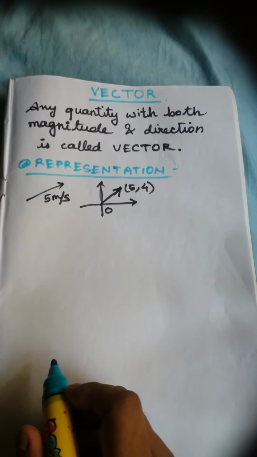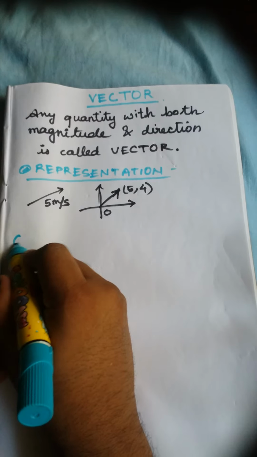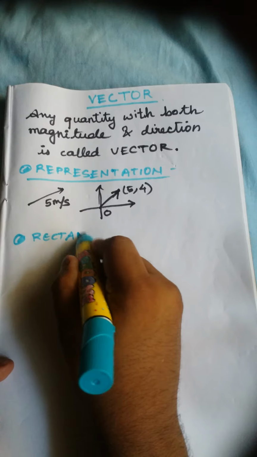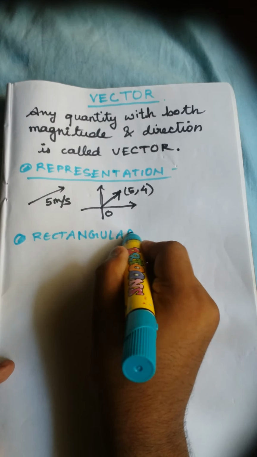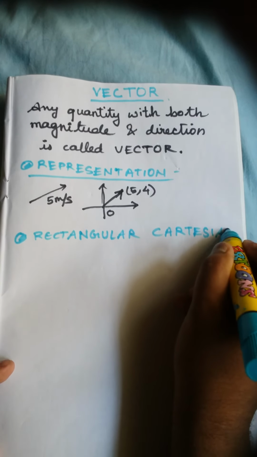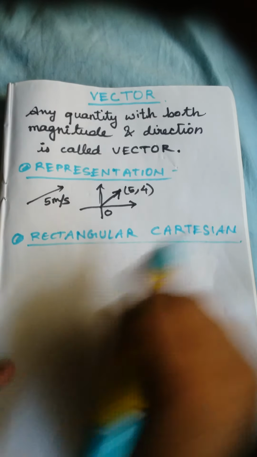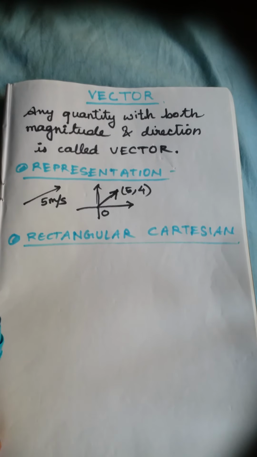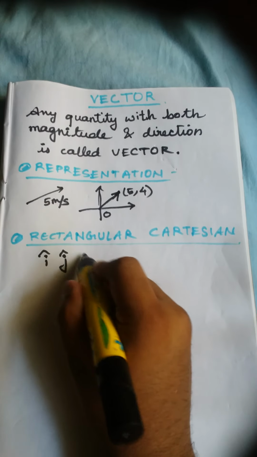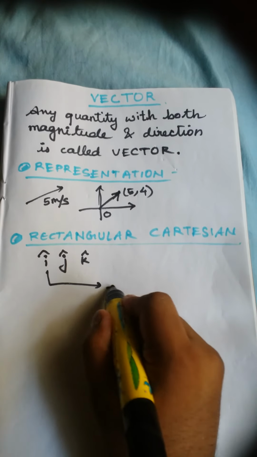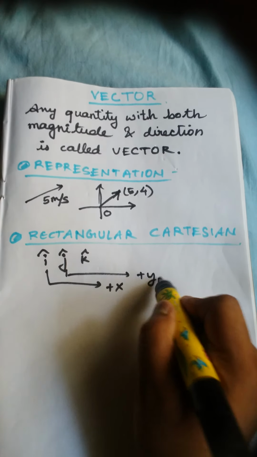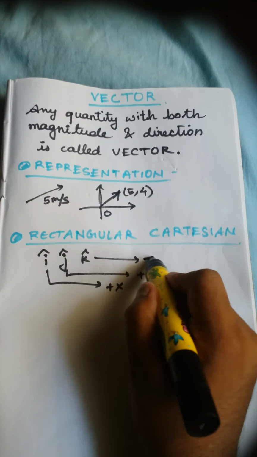So in Cartesian coordinate system, rectangular Cartesian system, we have 3 unit vectors: i cap, j cap and k cap. i cap points towards the positive x direction, j cap points towards the positive y direction, and k cap points towards the positive z direction.